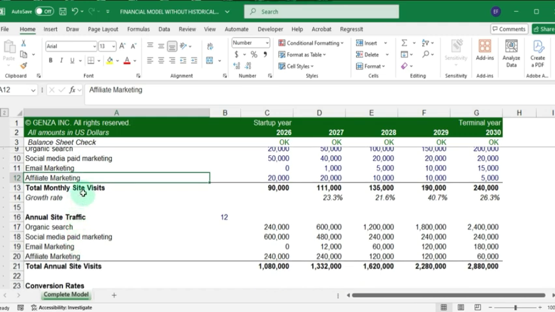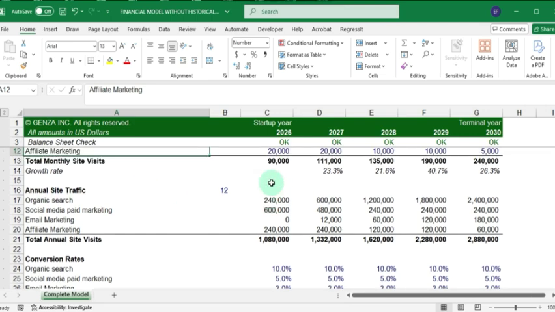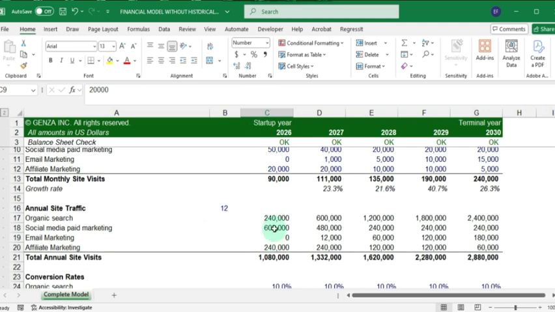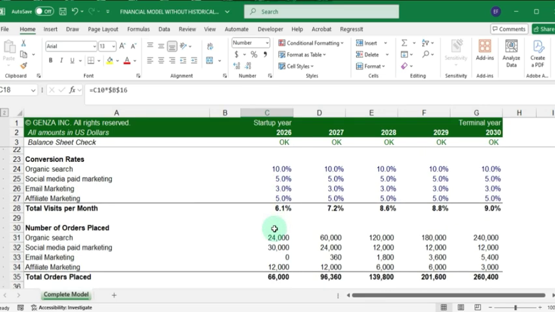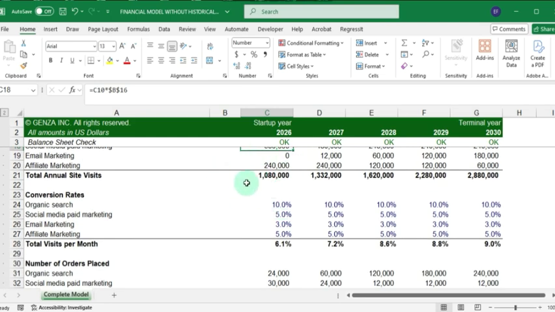Okay, and then we calculated the total monthly visits, and then we converted these monthly visits into annual site traffic. So these monthly visits are converted into annual using the annual visits through each channel multiplied by 12 months. All right, so that is what we have here. Then we come to the conversion rate. So out of the number of people who are visiting our site annually, how many of these site visits are actually going to convert into actual clicks on our products or our services.